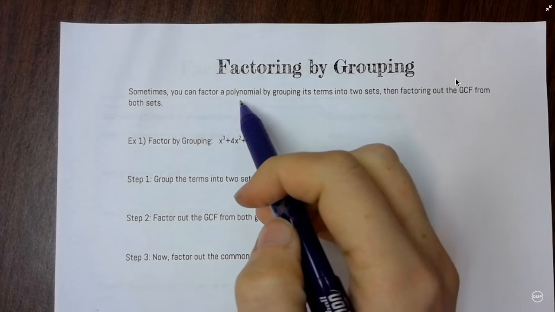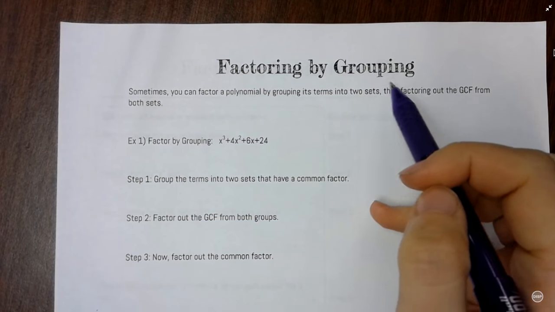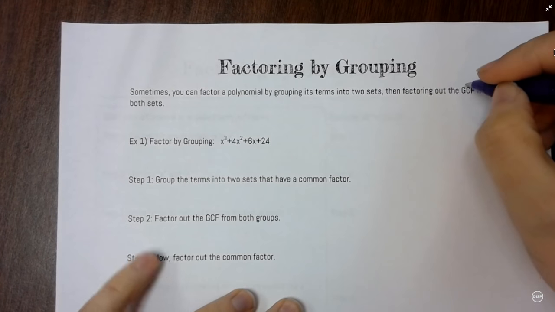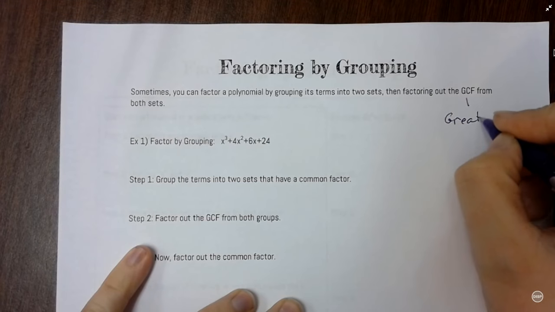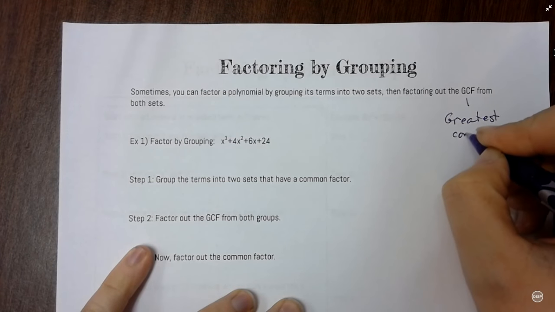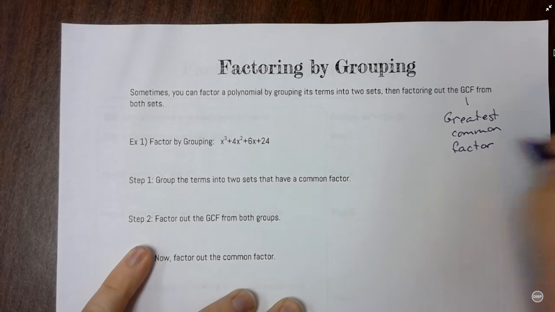Sometimes you can factor a polynomial by grouping its terms into two sets, then factoring out the GCF, which is the greatest common factor, from both sets.